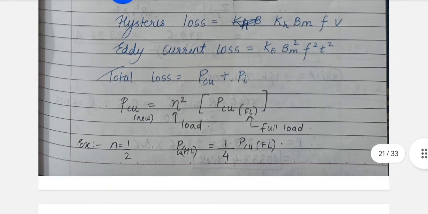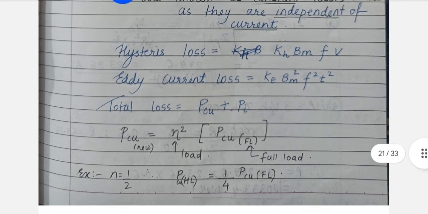The total loss will be PCU plus PI, that is copper loss plus iron loss, and this is the formula for copper loss, which is equal to N square, that is your load, into P copper full load. For example, here N is your load. If the load is half, you have to consider 1 by 2, so the factor will become 1 by 4, but the general formula is copper loss equals N square, that is your load, into P copper full load. So this was all about your losses.